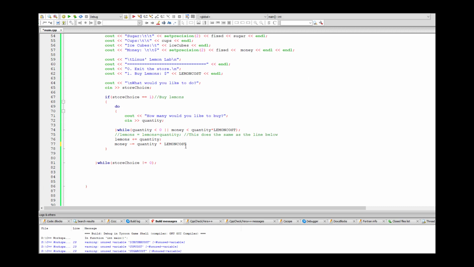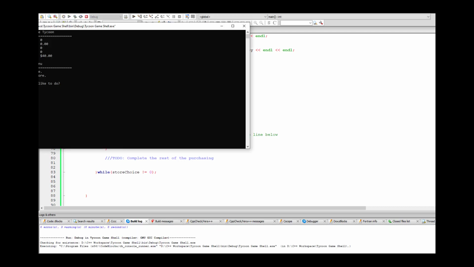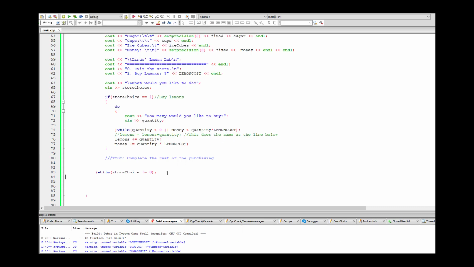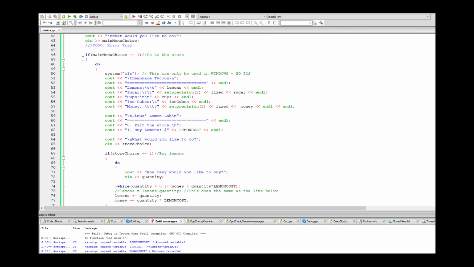So what we would need to do then is complete the rest of the inventory. I'm not going to do that in this example. I will leave this as a to-do: complete the rest of the purchasing. Now, the problem is I can't really move forward in the game without being able to purchase the rest of the things. So I'm going to need to come up with a way to get inventory without having to program the rest of this.